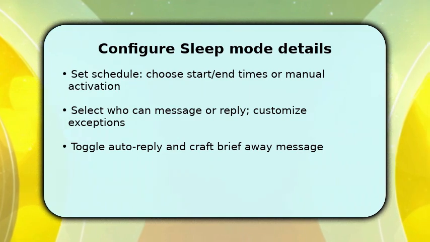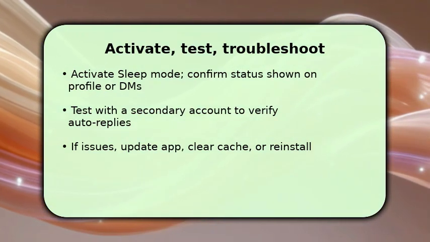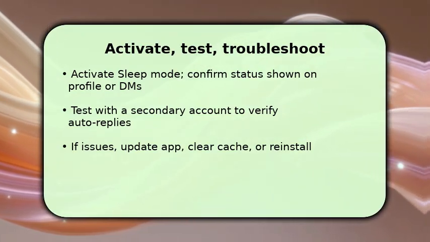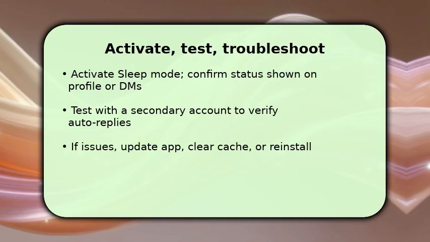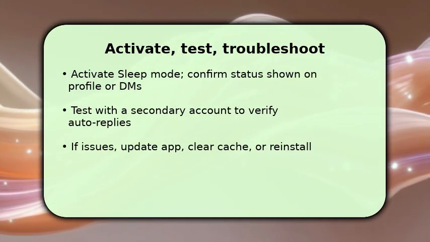Activate sleep mode manually or wait for the scheduled start. You should see a subtle status on your profile or in DM threads indicating you're in sleep mode. Once activated, test using a second account to ensure messages are limited and auto-replies send correctly.